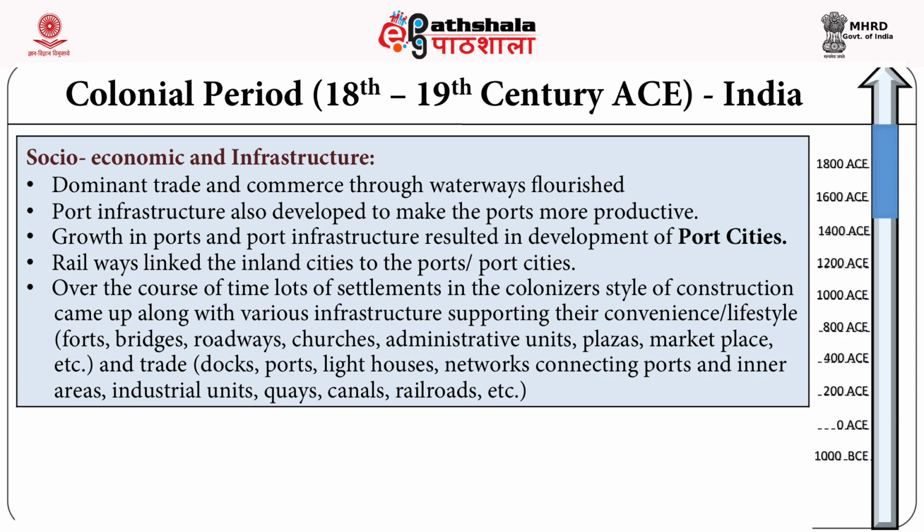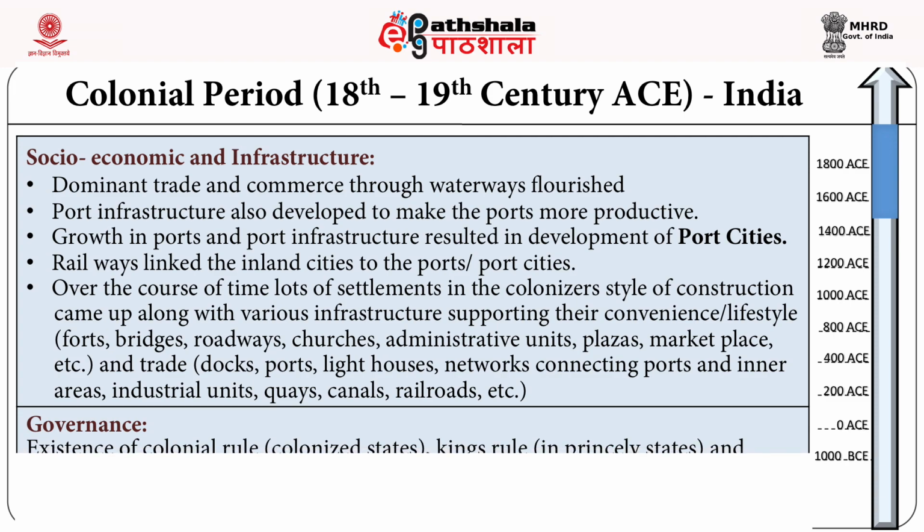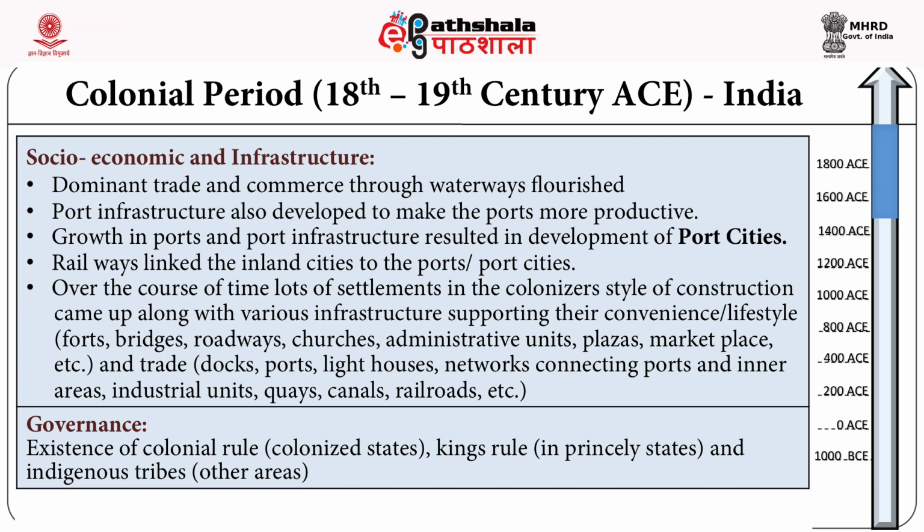Now, there was this colonial rule in the states which were colonized. Then there was king's rule in the princely states, and indigenous tribes in other areas. So the country at that point of time had these three significant characteristics in governance, that is, states which are ruled by the colonizers, the princely states ruled by the king, and where the tribes were there.